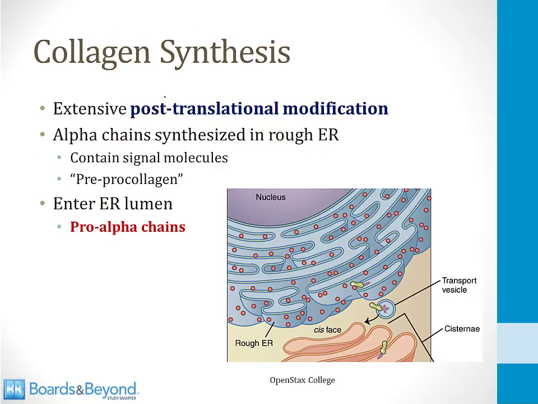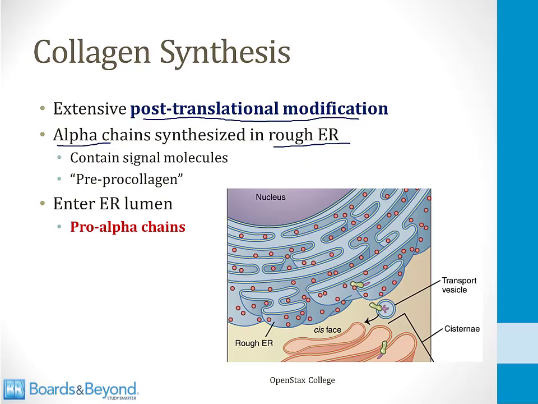Now let's talk about how collagen is synthesized, and the first thing you should know is that collagen undergoes extensive post-translational modification. So once the proteins are translated from mRNA, that is only the beginning of the process. There's then a long process of modifying the proteins and amino acids until collagen assumes its final form in connective tissue.